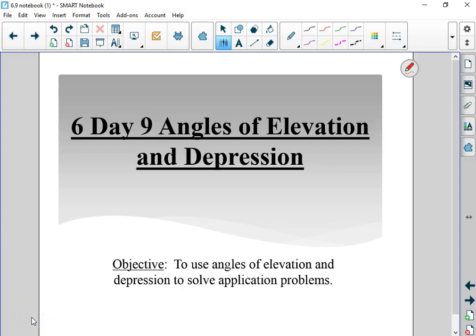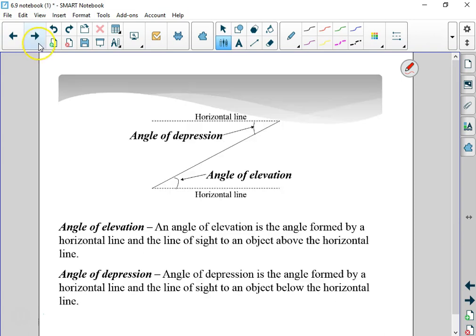So, day 9 of Unit 6, angles of elevation and depression. An angle of elevation, if you think about elevating, if something elevates, it lifts up. You see in a magic show, they lift the person up off the table, they're elevating. So, an angle of elevation is the angle formed by a horizontal line.